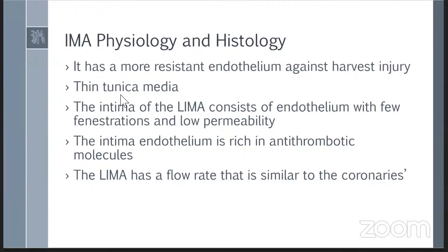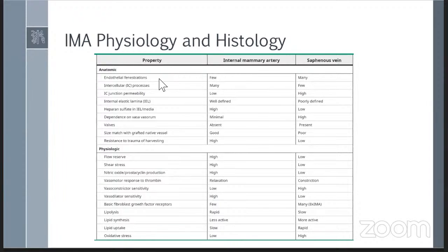occlusion or thrombosis. This is a table I got from UpToDate comparing anatomic and physiologic characteristics of the internal mammary artery and the saphenous vein. You can see, as I said, that the internal mammary artery has fewer fenestrations, with many intracellular processes, with fewer junctions, unlike the veins. You can see that the endothelium of the internal mammary artery produces heparan sulfate from the internal elastic lamina and media, unlike the vein. And this reduces the risk of thrombosis.